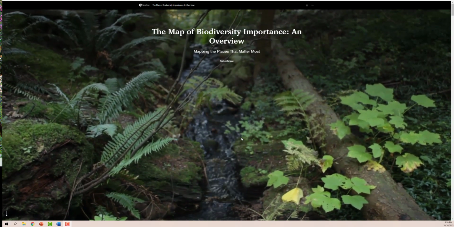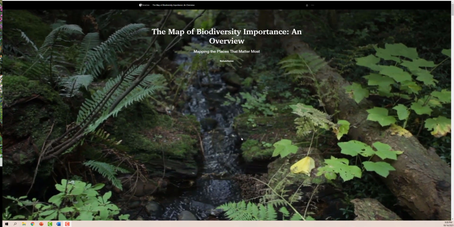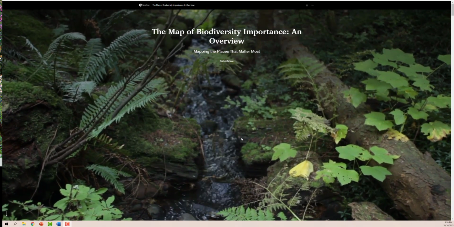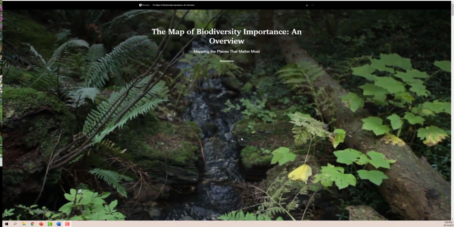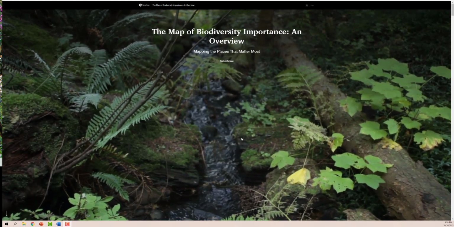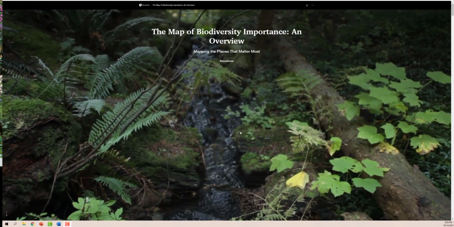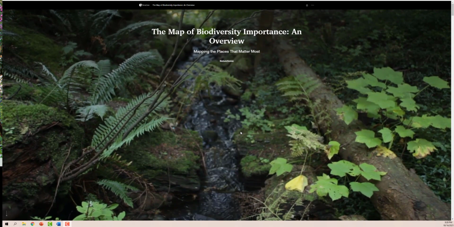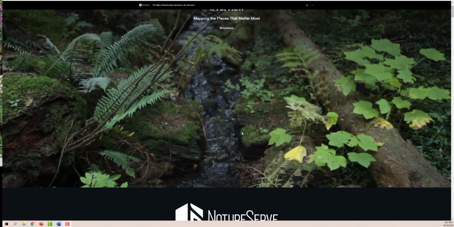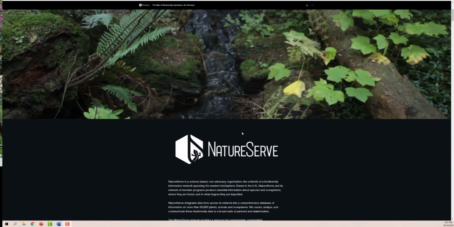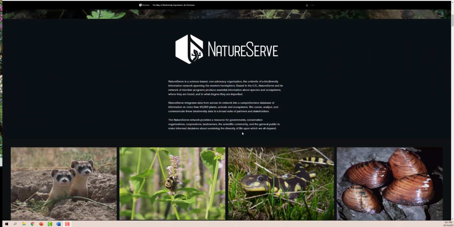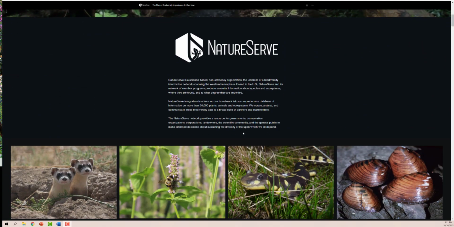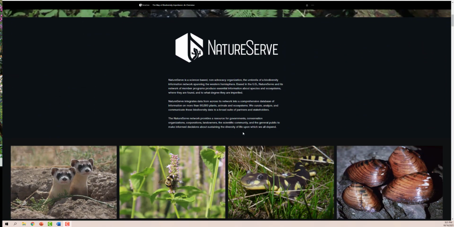Esri story maps are very powerful tools and they combine media and text and videos and interactive maps to help you explore a topic. And so I'm just going to go ahead and scroll down and again mention that this is a story map that was produced by NatureServe.